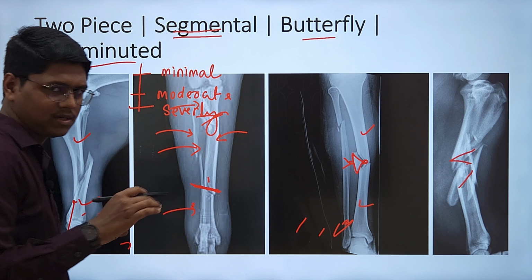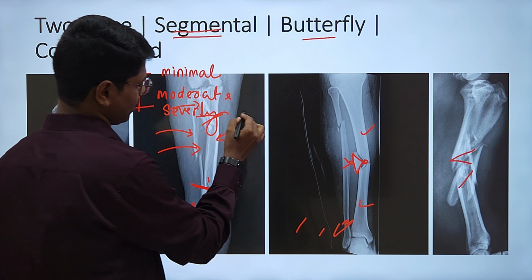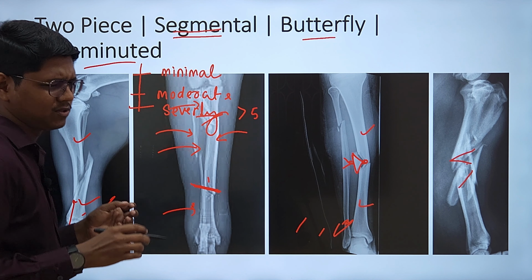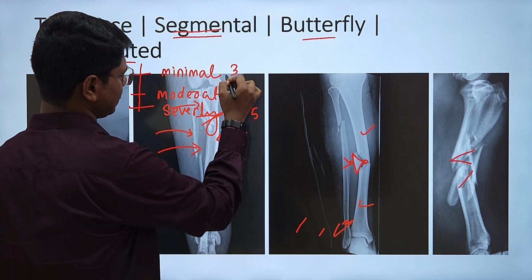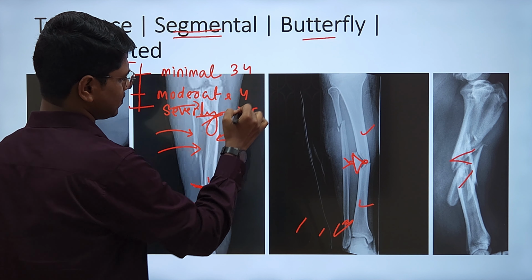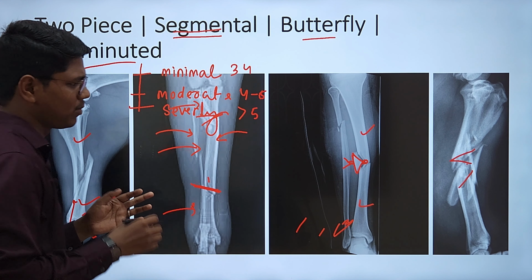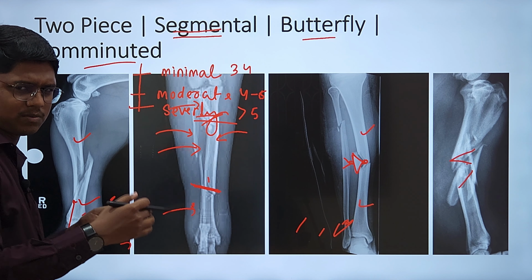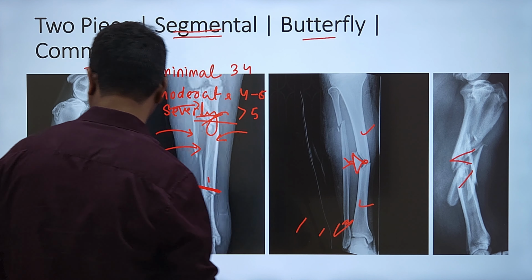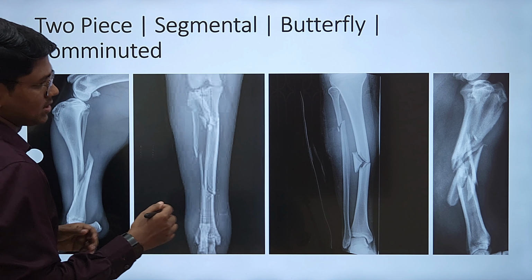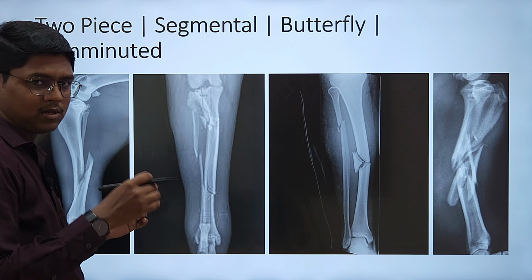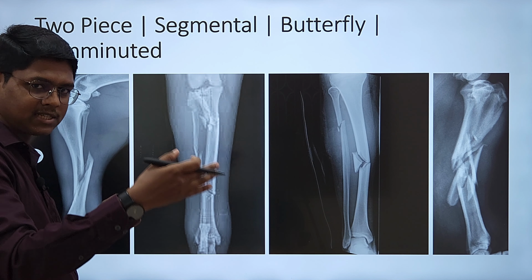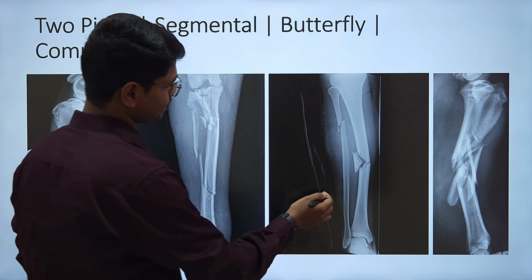You will call it a severely comminuted fracture when the fracture pieces are more than 5. Roughly, if there are 3 or 4 pieces, or 4 to 5 pieces, then it is moderate. When it is more than 5, it becomes non-reducible, a severely comminuted fracture. So this is basically the fracture line classification of fracture. On the basis of fracture line, the subclassification is the number of pieces.